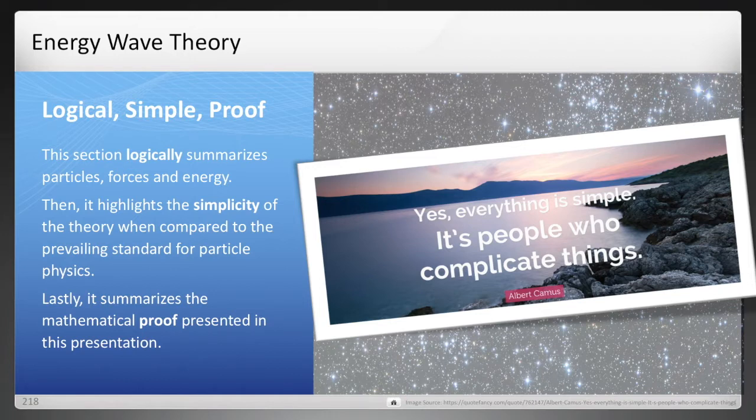The bulk of this will be in the first section, which is logically explaining everything in the first 8 videos. But I love this quote that you see there. Yes, everything is simple. It's people who complicate things. And you're going to see that as we get to the simplicity of this theory.